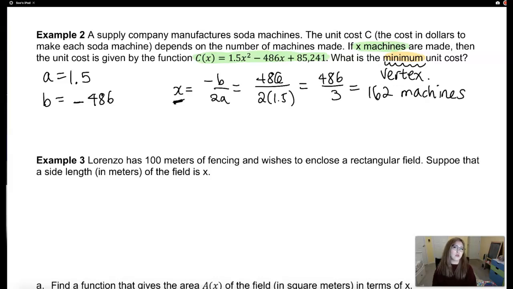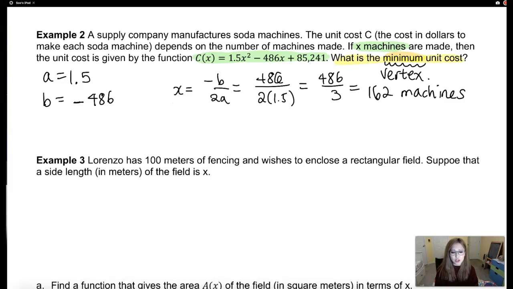But was that what they were asking? Let's read the question one more time. They said, what is the minimum unit cost? They don't really care about how many soda machines. Of course, we need to know how many we need to make. But what they want to know is how much is that going to be? What is going to be the unit cost?